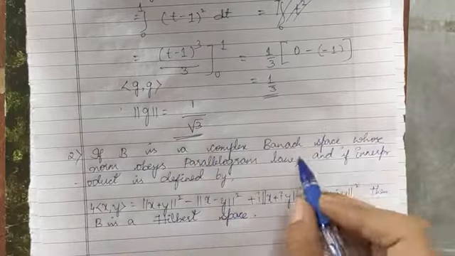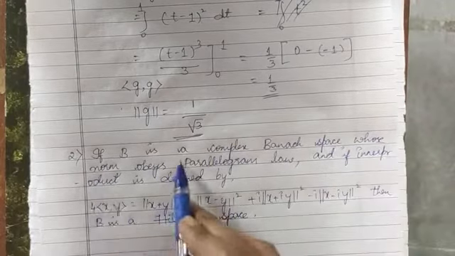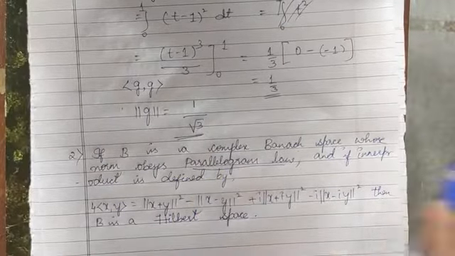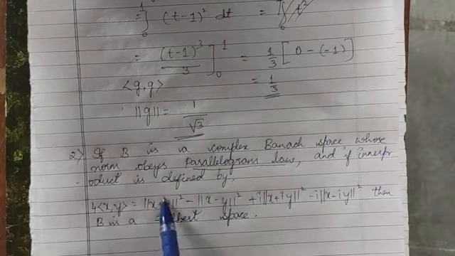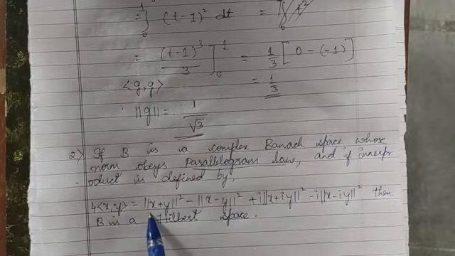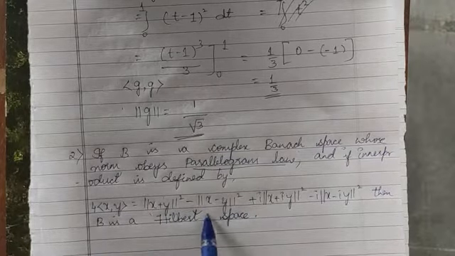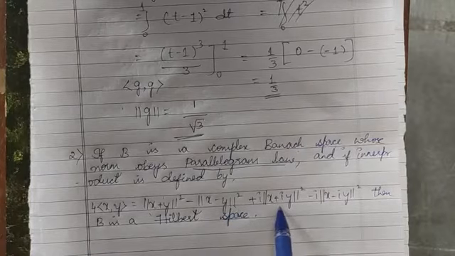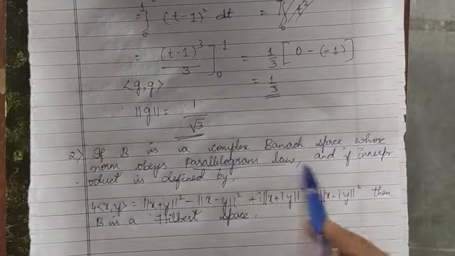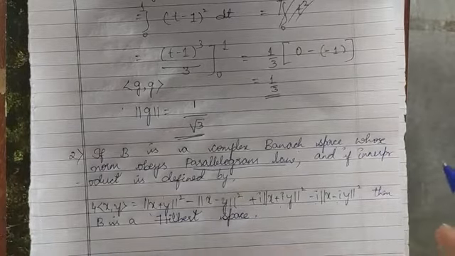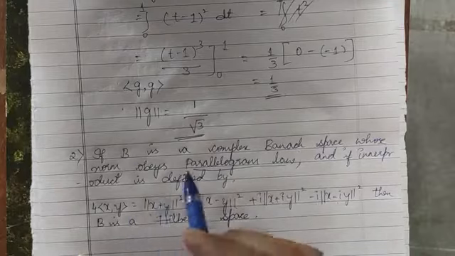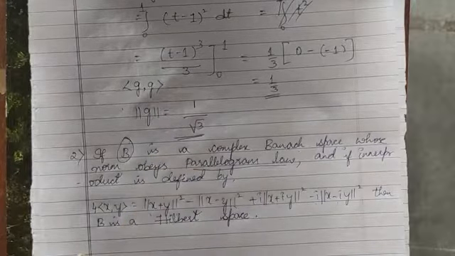If B is a complex Banach space whose norm obeys the parallelogram law, so we have already seen what the parallelogram law is, and if the inner product is defined by this, okay, that is 4 into inner product of x comma y is equal to norm x plus y whole square minus norm x minus y whole square plus i into norm x plus iy whole square minus i into norm x minus iy whole square. This is, you know, the polarization identity, right? If the inner product obeys the polarization identity, then we have to prove that B is a Hilbert space.